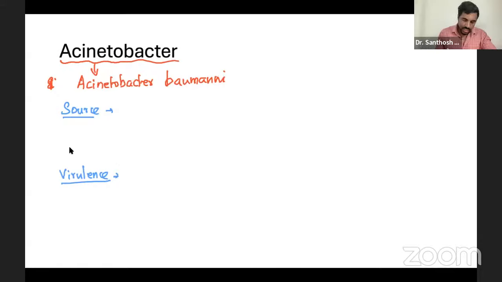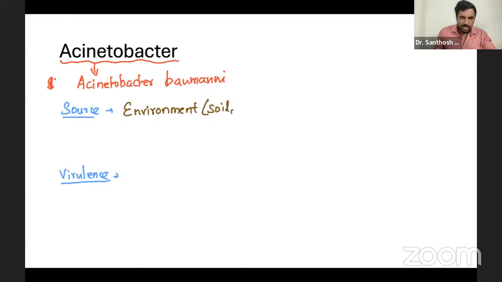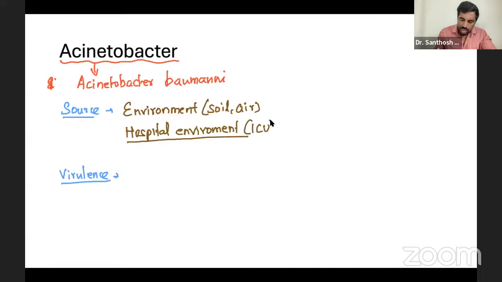First of all, the source: it has become a very important source in the environment. It is present everywhere. Basically it was in soil and now it's everywhere: soil, air. What is important is the hospital environment, especially in ICU, and also in the wards. This has increased these days. Another important reason is poor hand hygiene.